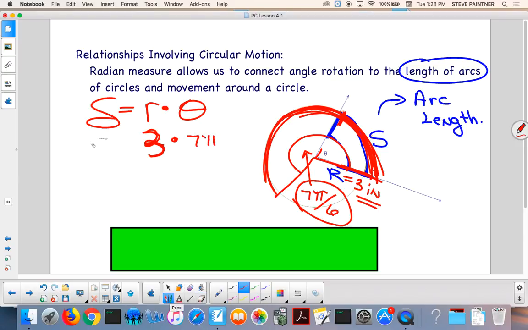7 pi over 6. And you have to understand, that is a number. It's not 2, it's not 3, it's not 4. It's like 7 times 3.14, that's like 21, 22, divided by 6. It's probably right around 3.5, 4. But really, it's just a number, and whatever that number is, take the radius times that number. And your answer is what?